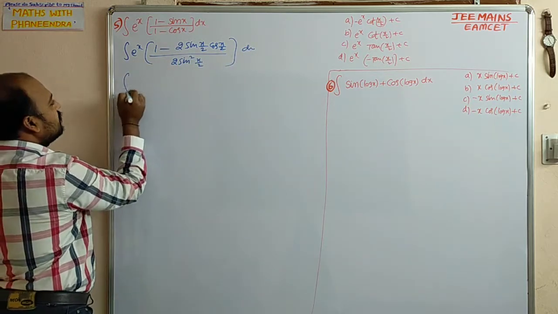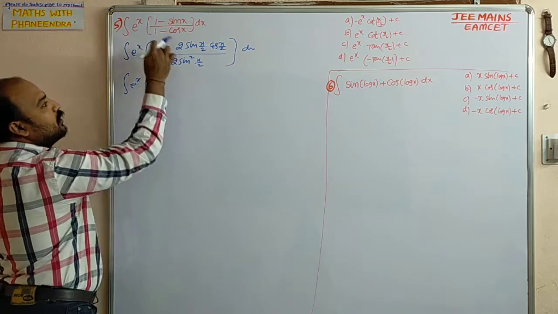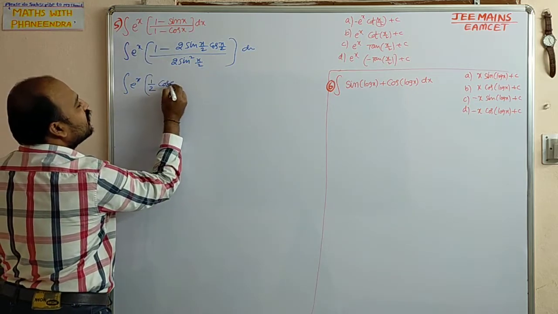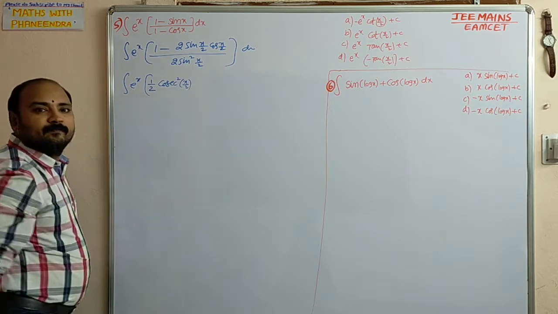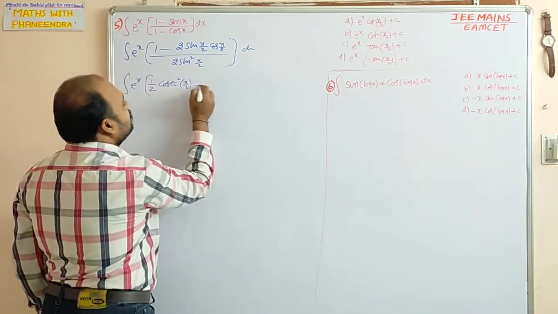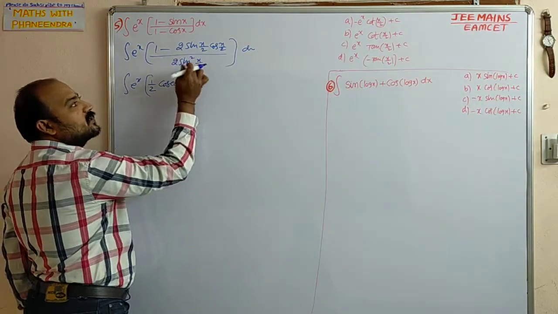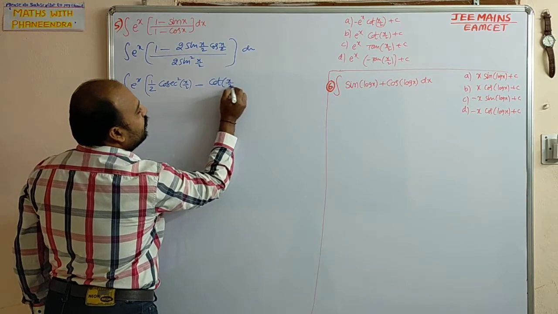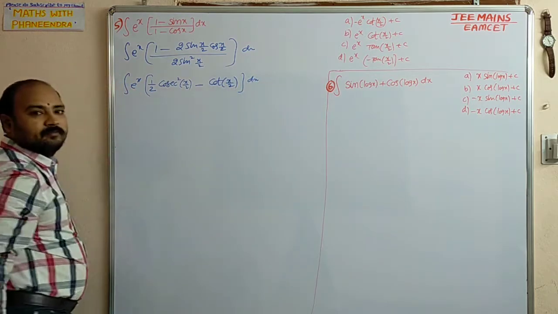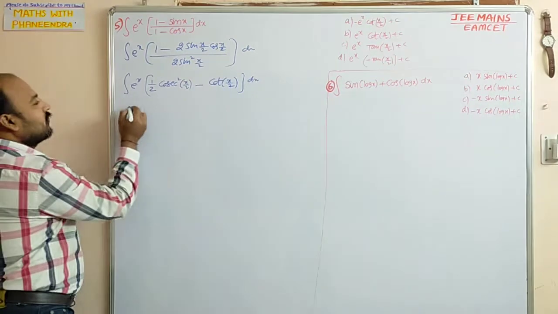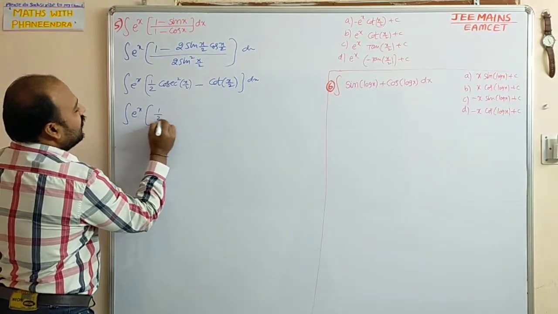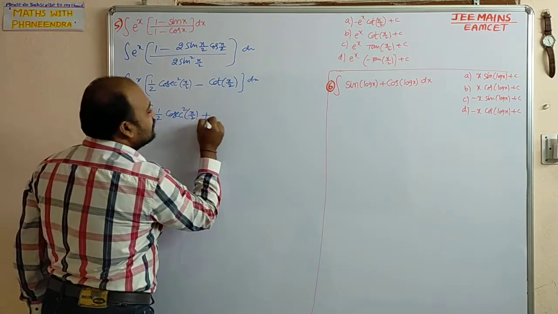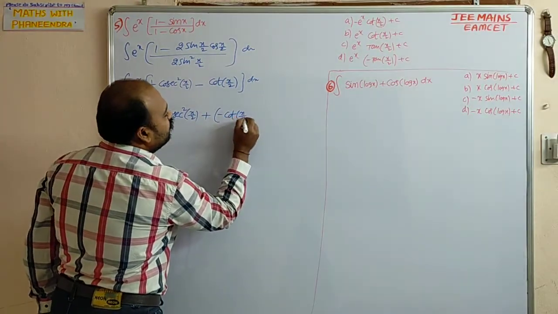Now split into two terms. Integral e power x into 1 by 2 sin square x by 2. 1 by sin square x by 2 is cosecant square x by 2 only, no? Minus 2 sin x by 2 cos x by 2 over 2 sin square x by 2: the 2 gets cancelled, one of the sin x by 2 cancels. Cos x by 2 by sin x by 2 is cot x by 2 into dx. Still it is not in this form. So integral e power x into 1 by 2 into cosecant square x by 2, if I write like this, plus minus cot x by 2.